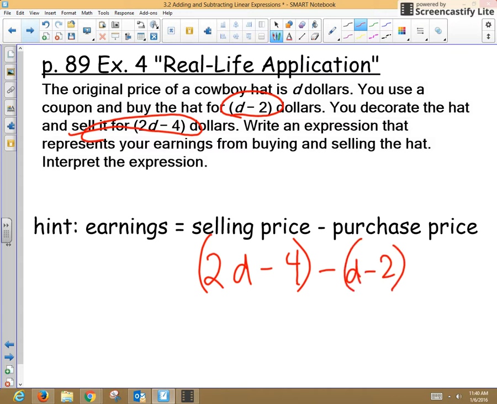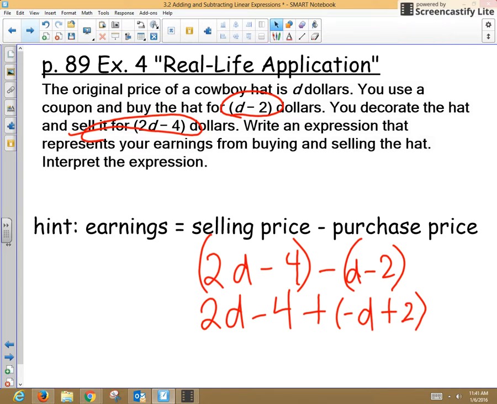Now remember, when we subtract, we are really just adding the opposite. So I'm going to bring the first expression down, 2D minus 4, and I'm going to change the minus sign to a plus sign, and the opposite of D is negative D, and the opposite of minus 2 is plus 2.